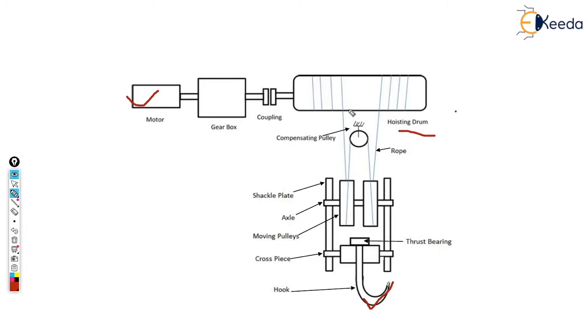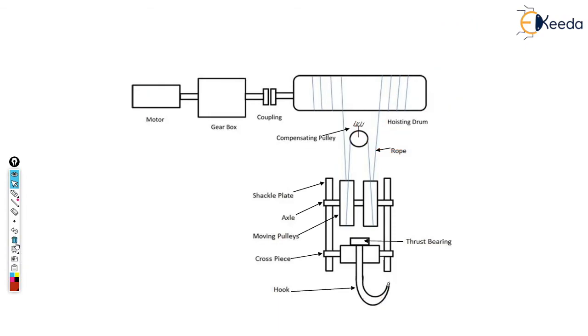Now as you can see here, the rope is wound around it on both sides of it. That is why whenever the load is lifted, at that time the rope is wound around it, and when the load is released and going down, at that time the drum unwinds the rope. So this is the thing.